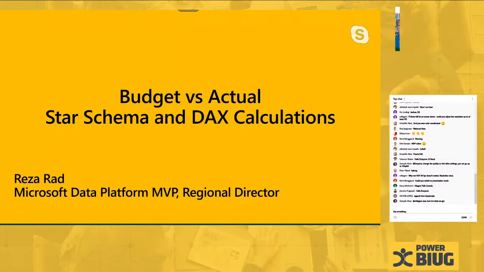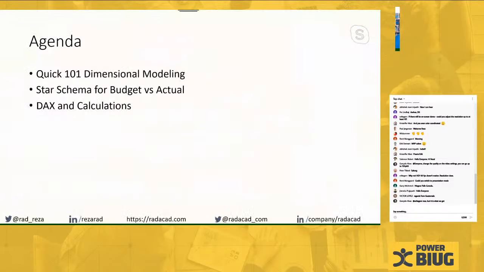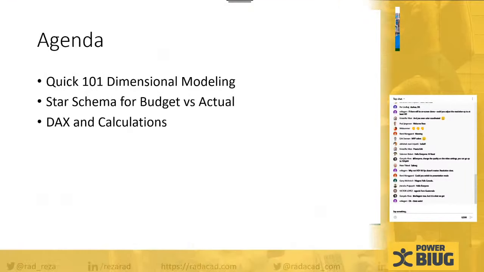Okay, right. I explained about myself. Agenda: we'll do a quick basic intro of dimensional modeling to get you warmed up for the main course, let's say. Then the main course is the star schema of the budget versus actual, and how we build that. Then the challenges that come when we have different granularity of the data.